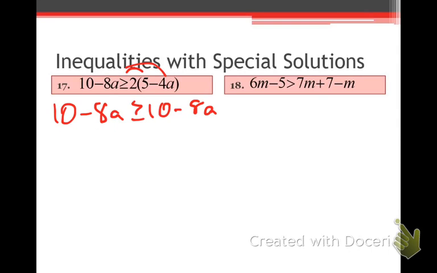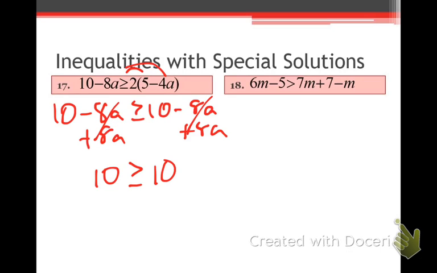Put no solution. Because if you add 8a to both sides, you get 0. Okay, right. If we add 8a to both sides, this is going to add to 0, this is going to add to 0, we get 10 is greater than or equal to 10. Is that true? Yeah. Is it always going to be true? No matter what we plug in for a, right? So not no solution, it's actually the exact opposite, which is right. Infinitely many.